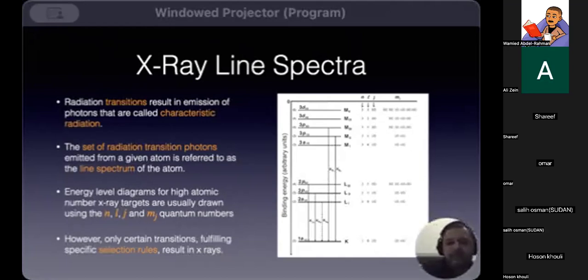So we have a principal quantum number, and then we have the L, which represents the subshells, and then we have the J, which takes into account the spins of the electrons and so on. However, although we have all of these subshells, only certain transitions are actually seen in nature. And these follow a certain number of transition selection rules.